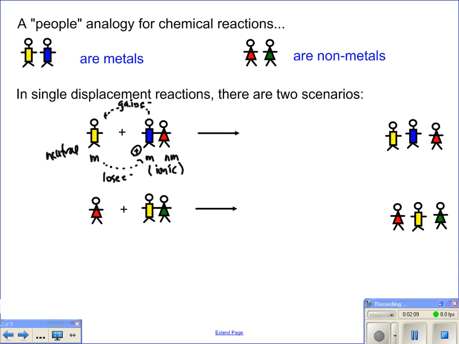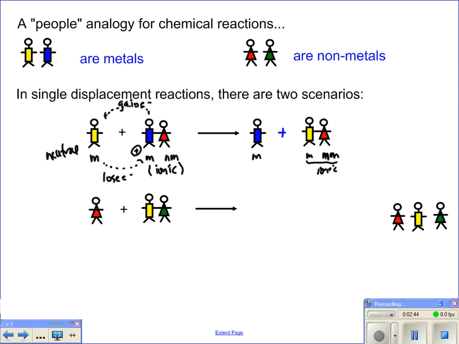So when you have this switch take place, you would have then as products blue out on his own, and you would have yellow, if yellow is powerful enough, taking the place of blue and dancing with red. And so on this side of the equation, you end up with a metal element, which is different from where you started, and you end up with a metal bonded to a non-metal, or a new ionic compound.